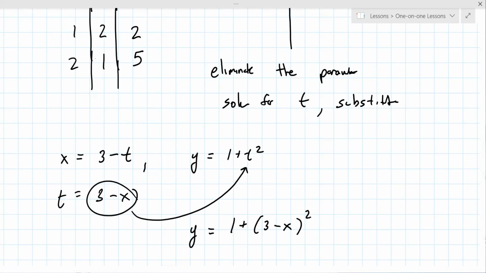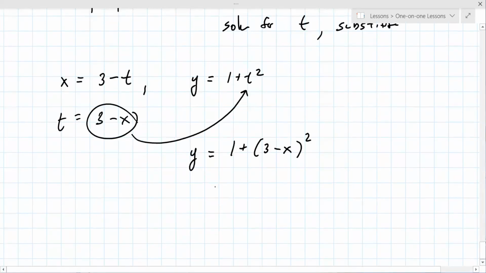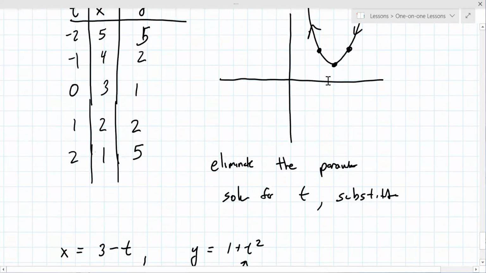So if you simplified, you would have to FOIL that. Yes. It depends on what your instructor wants, but it would be 9 minus 6x plus x squared. If we rearrange, you get x squared minus 6x plus 10. And that's exactly what this graph looks like here.